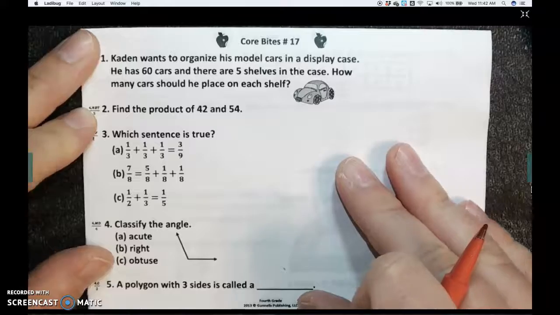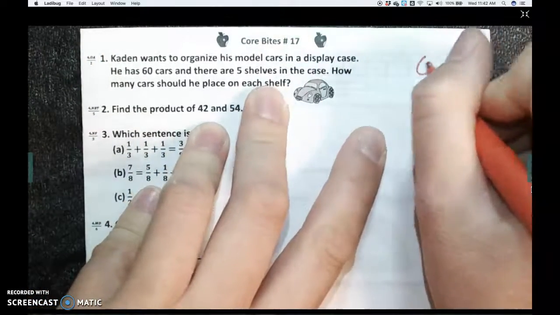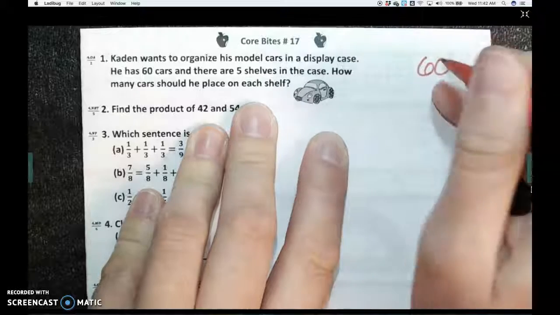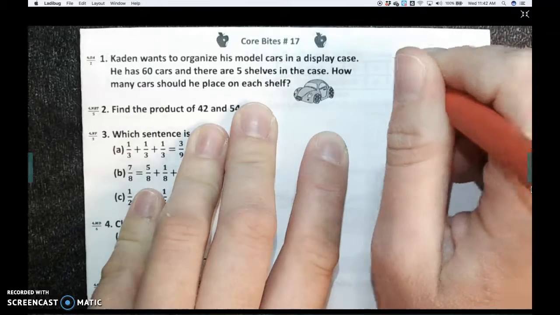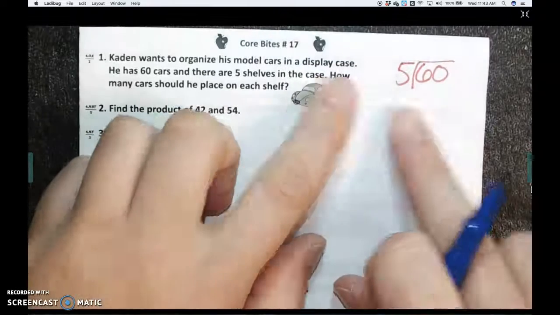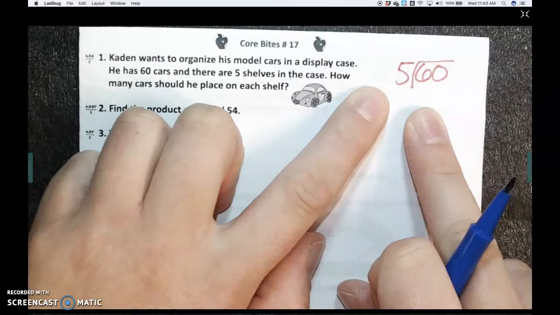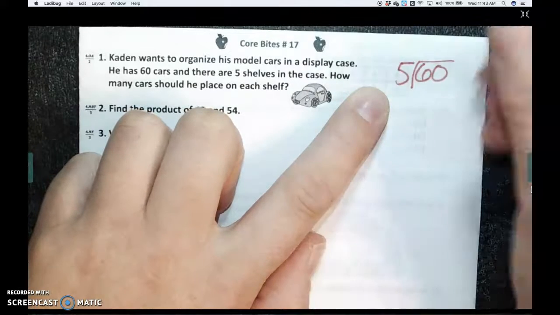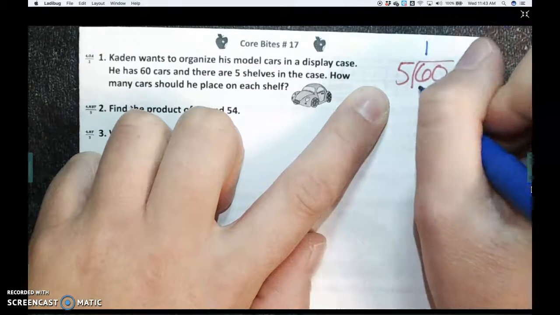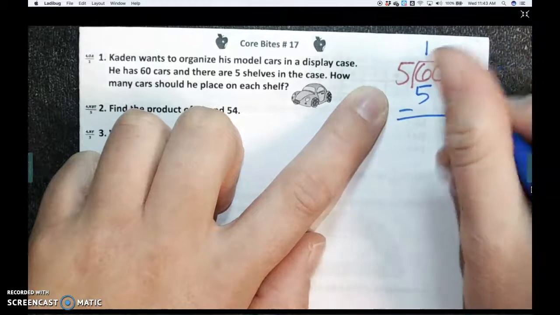So for this, you're going to have to do a division problem because you are dividing 60 total cars onto 5 different shelves. So that means you're going to have to divide to find your answer. So if you take 60 divided by 5, you've got to think in your head, 5 times what can give you close to 6 but not over. So if you do 5 times 1, that would give you 5. 6 minus 5 would give you 1.